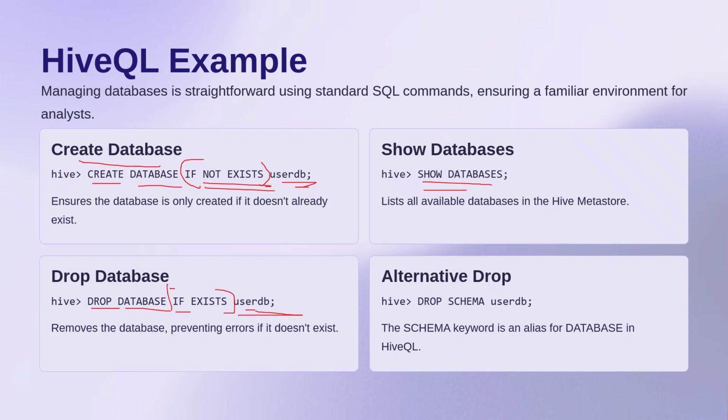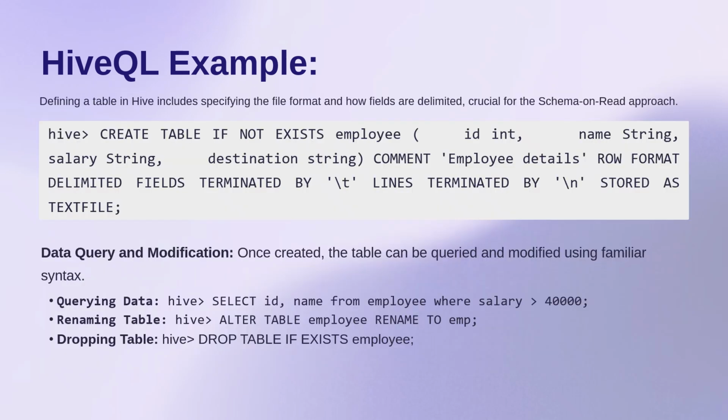Now we have an alternative method to drop a schema. That is, we can write drop schema user DB. This will delete a schema from the system. Next, we'll see an example of a lot more elaborate query written in HiveQL.